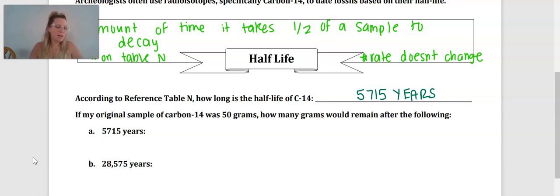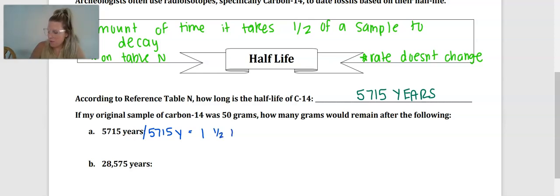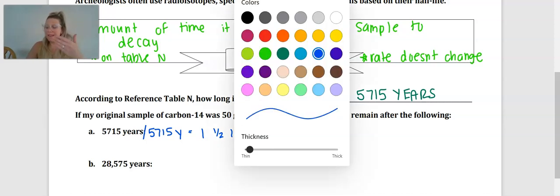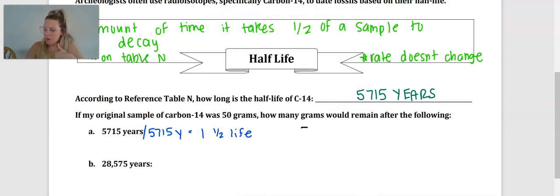5,715 years? Now, the easiest way I find to complete these problems is, first, to determine the half-life. So we're going to figure out how many half-lives this has undergone. Carbon-14 has a half-life of 5,715 years, and therefore this has undergone 1 half-life during that time span. Now, what I like to do with these problems is to write out my starting amount. So I'm starting with 50 grams, and I'm going to use arrows to represent half-lives.